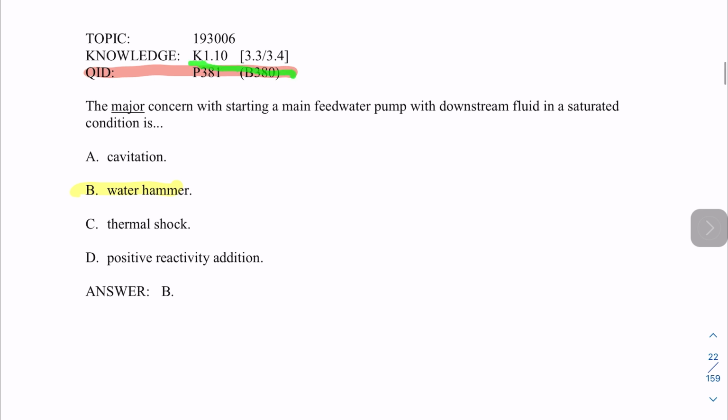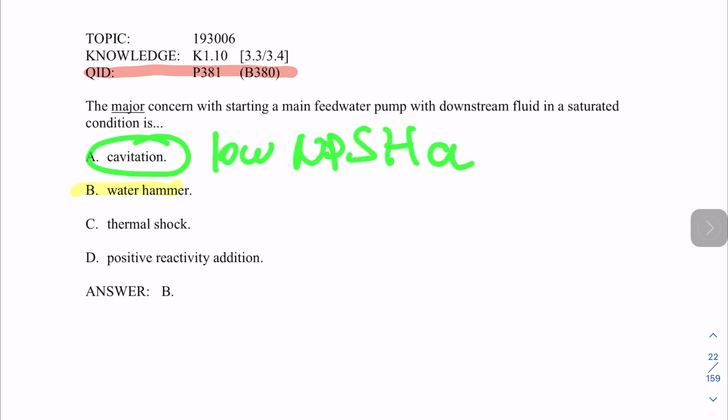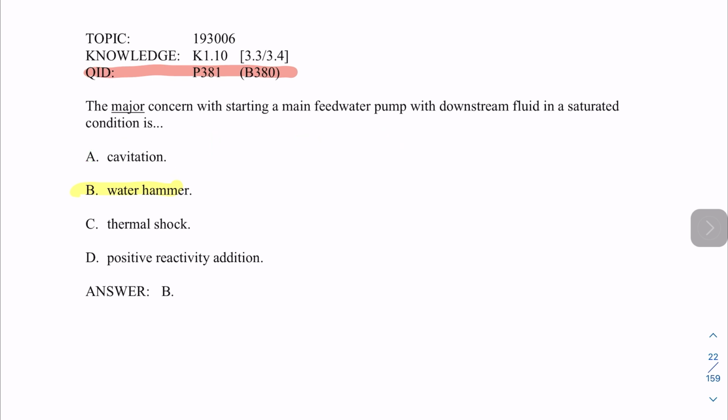Okay, now another concept, P381. The major concern with starting a main feed water pump with downstream fluid in a saturated condition is water hammer. We don't want that to happen. We always don't want that to happen. For cavitation, it means that we have a low net positive suction head available, right? Also, thermal shock is going to be affected by temperature, but not pressure. We haven't talked about that, so that's a no.